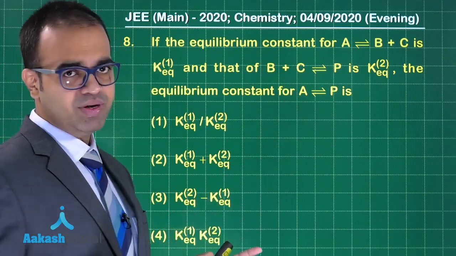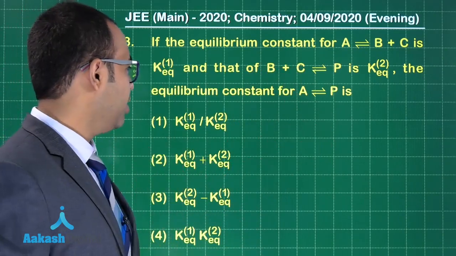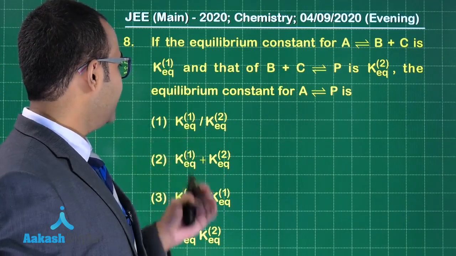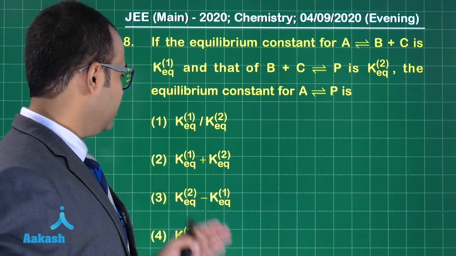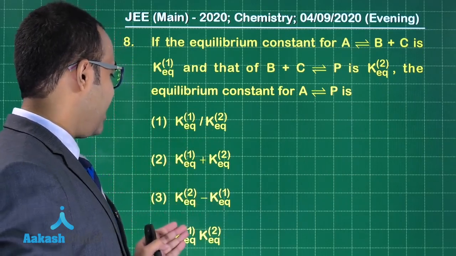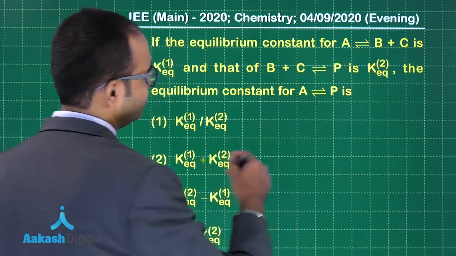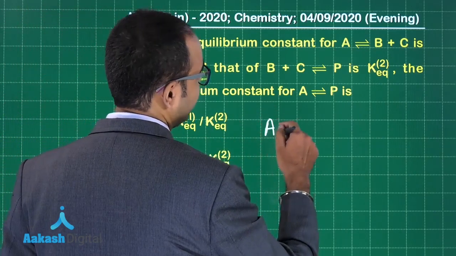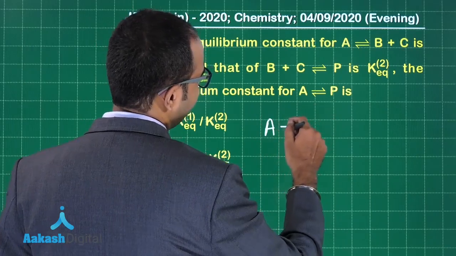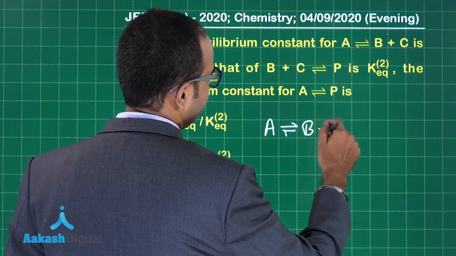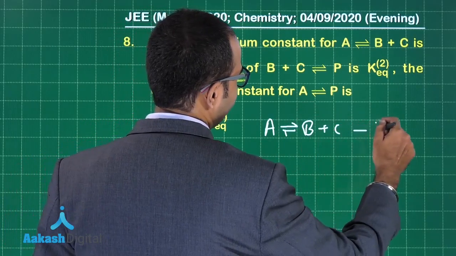It's a very simple question, guys. Let us quickly go through the options: K1 upon K2, K1 plus K2, K2 minus K1 and K1 into K2. So let us see the values of K1 and K2. A giving you B plus C, so this is your equation 1.